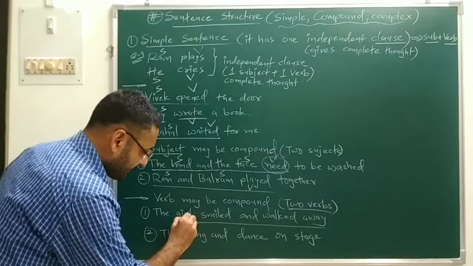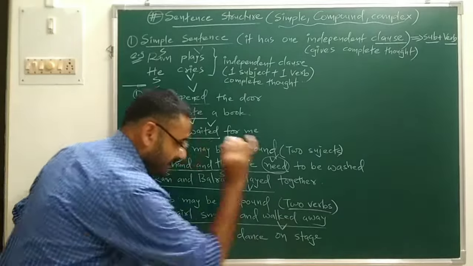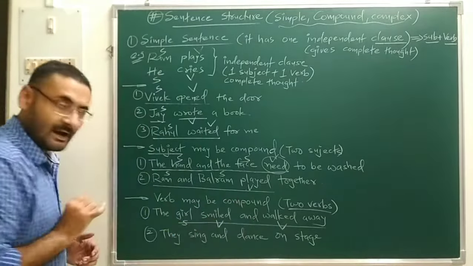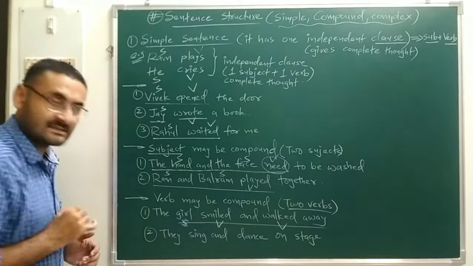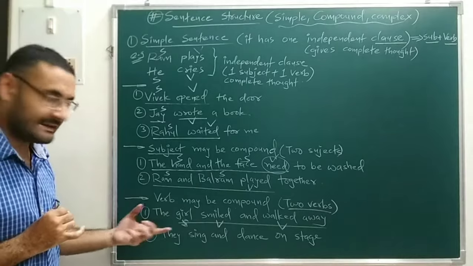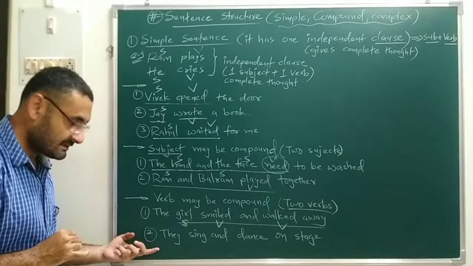Over here, girl is the subject. The verbs are smiled and walked. So two verbs are there, so it is a compound verb, and that is your single subject. So that is your independent clause, a simple sentence which gives the complete thought in a sentence. And the last one is what?